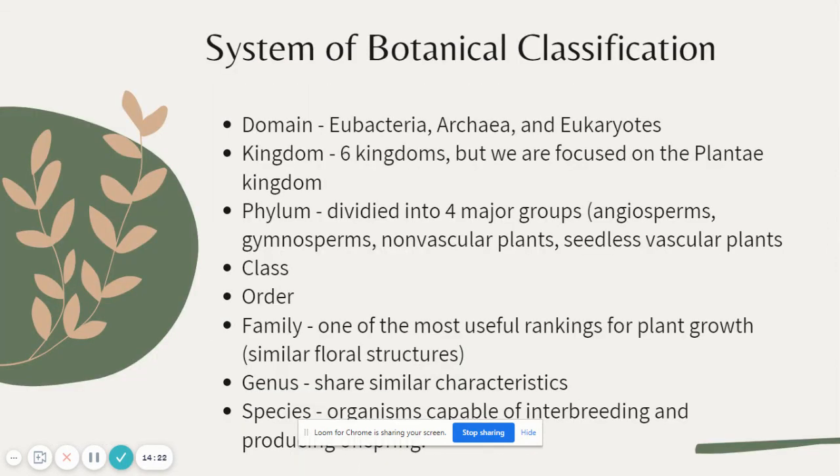This should get more into things you've learned in science class, the system of botanical classification. So this is how we are going to classify all the plants. It breaks it down from the domain, kingdom, phylum, class, order, family, genus, species. Hopefully that is something you have heard before. Some of you have these cool ways to remember that.